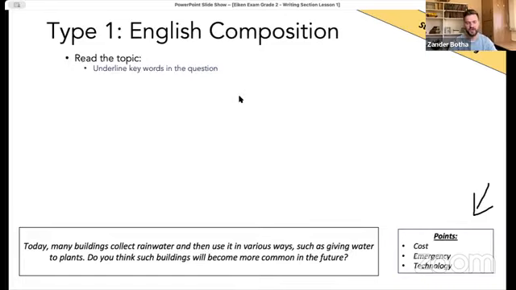Step number two is we need to underline the key words in the question. So I'm going to give you 15 seconds to underline or write down the key words, the most important words in the topic.